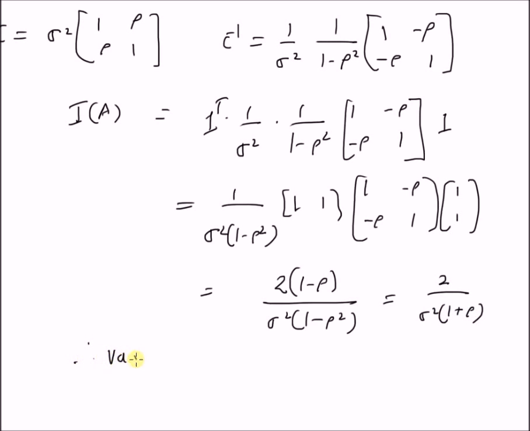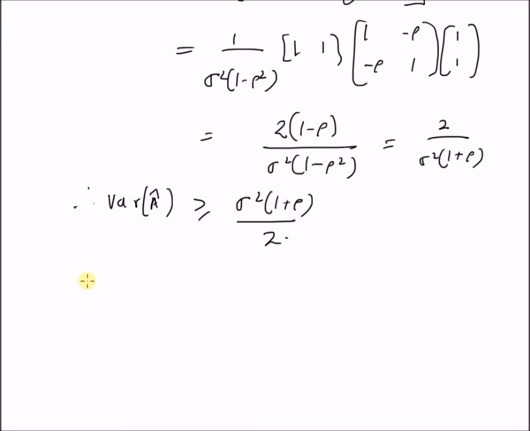Therefore, the variance of the estimator A hat is bounded by sigma square into 1 plus rho over 2. So that is the CRB. And note that when the correlation rho is equal to 0, the variance of the estimator A hat is bounded by sigma square over 2, which is the usual bound for uncorrelated observations.